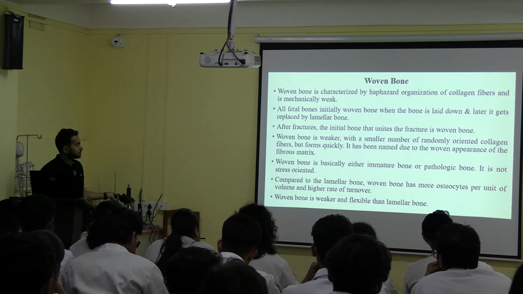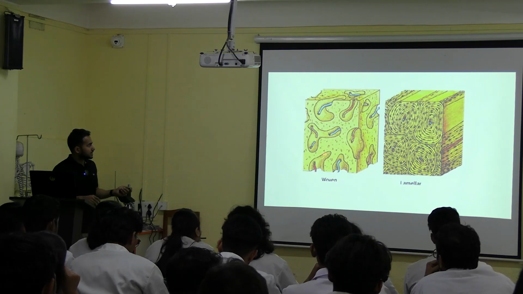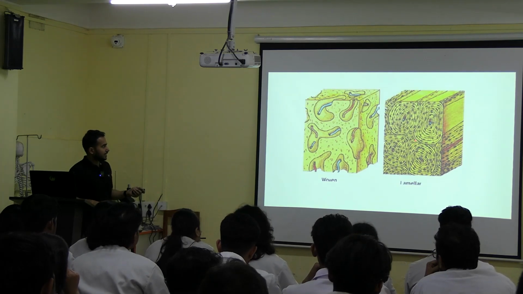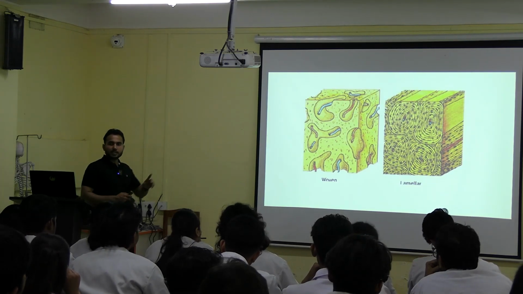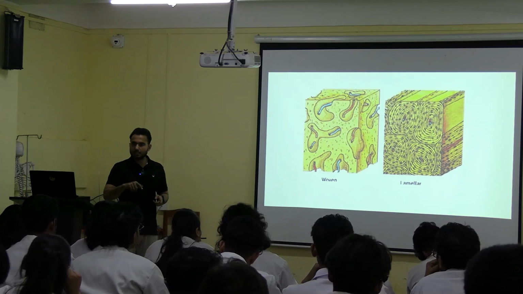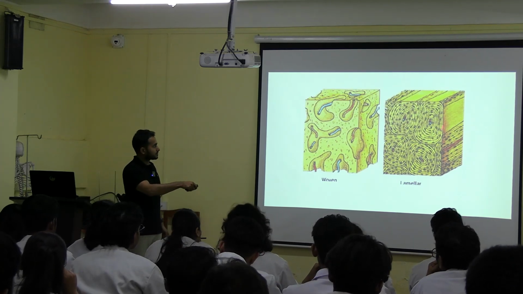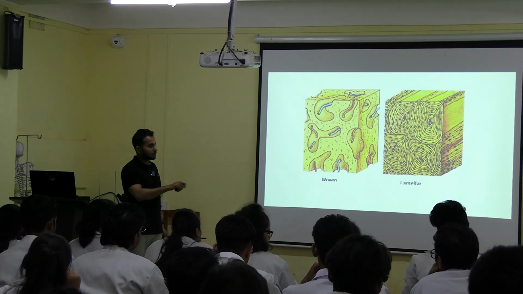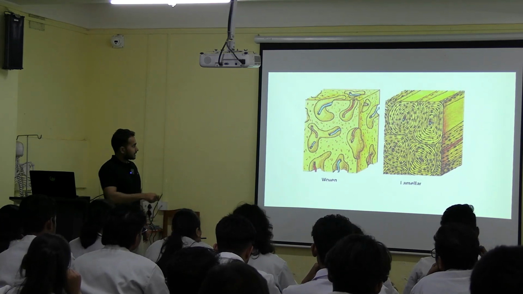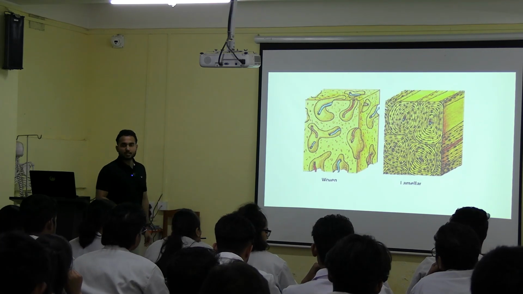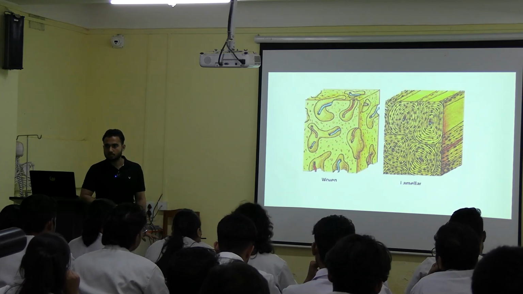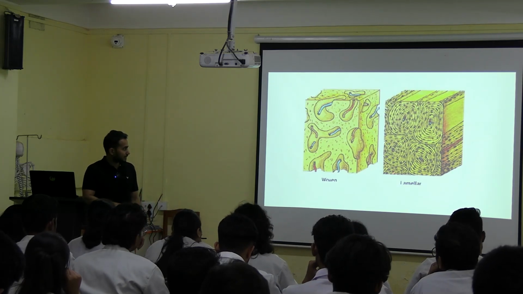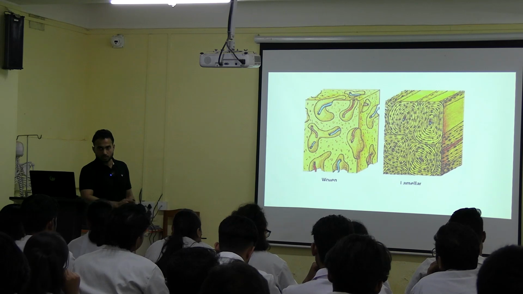Now let me show you the diagram. Here you can see this is the woven bone and this is the lamellar bone. In the lamellar bone, I have told you that concentric arrangements are there. Can you see the concentric arrangement? See, this is the concentric arrangement. But here no such arrangement is there; it is irregular. So this is the difference between the lamellar bone and the woven bone.